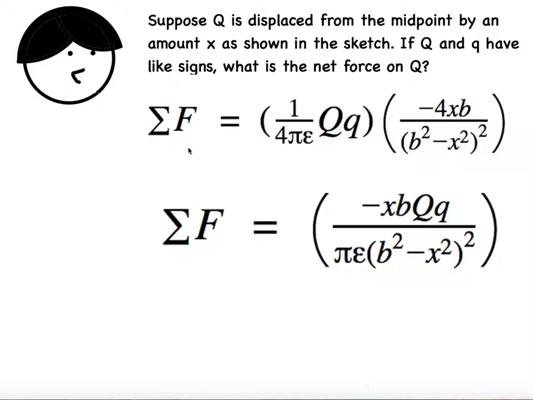And we get force. We take the k constant and simplify it to 1 over 4 pi epsilon naught. Then the factors cancel out, leaving negative xbQq over pi epsilon naught times (b squared minus x squared), all of that squared.